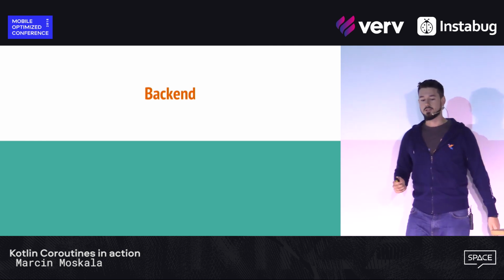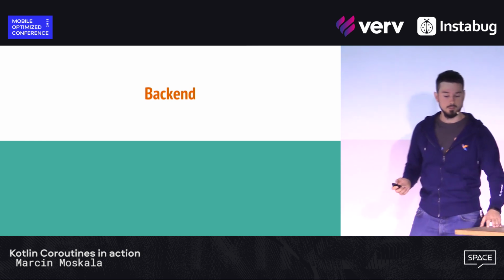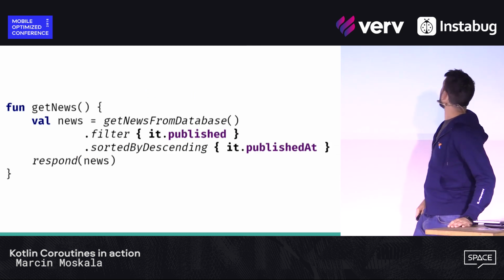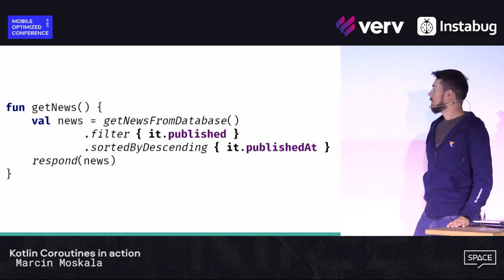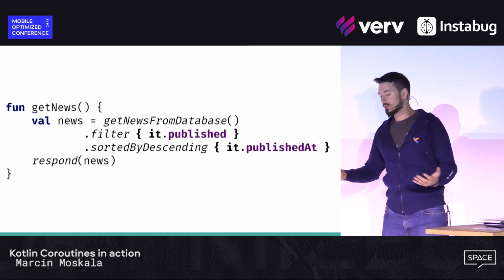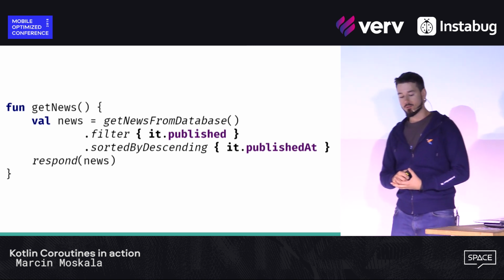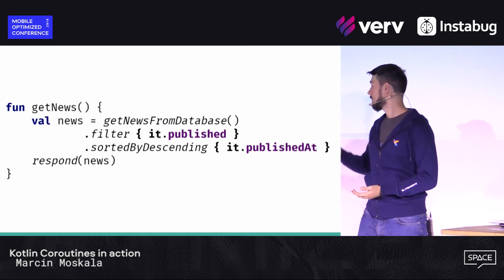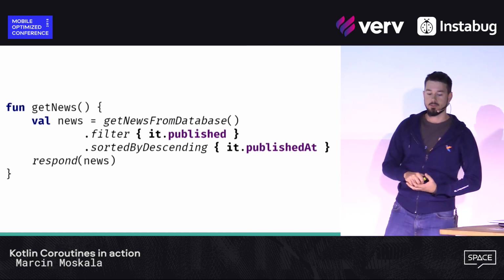Okay, these are front-end problems. There is one very important back-end problem that is connected to coroutines. This is a classic coroutine problem in the backend. We need to get some data from a database, do some processing, and respond with this data.